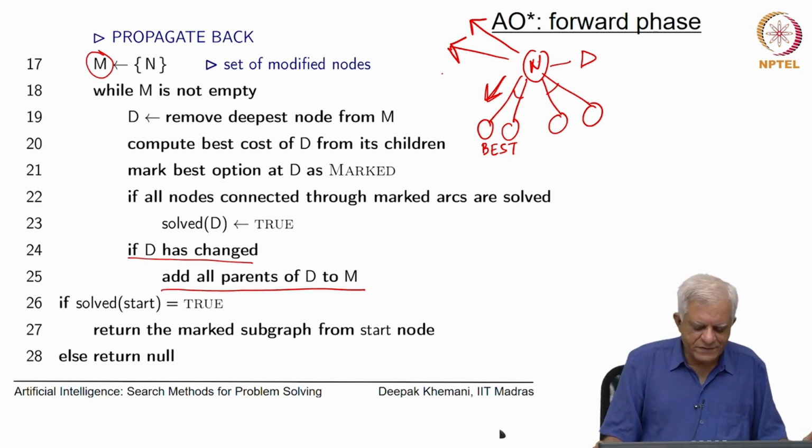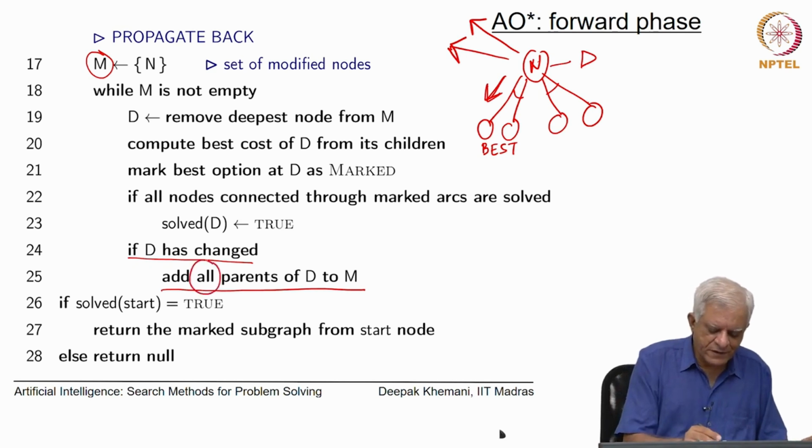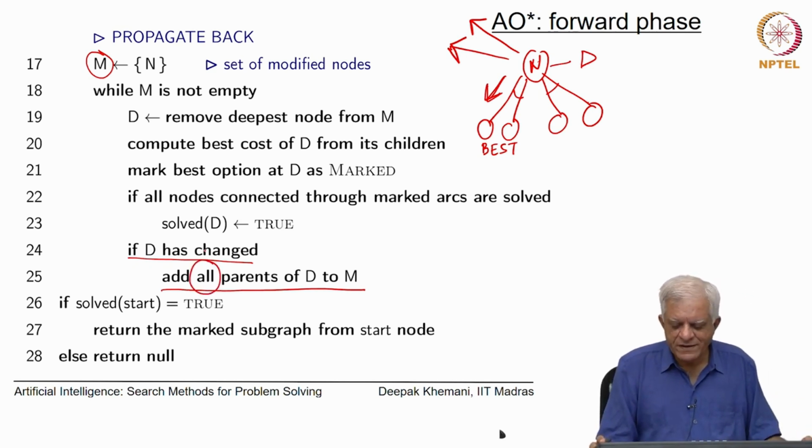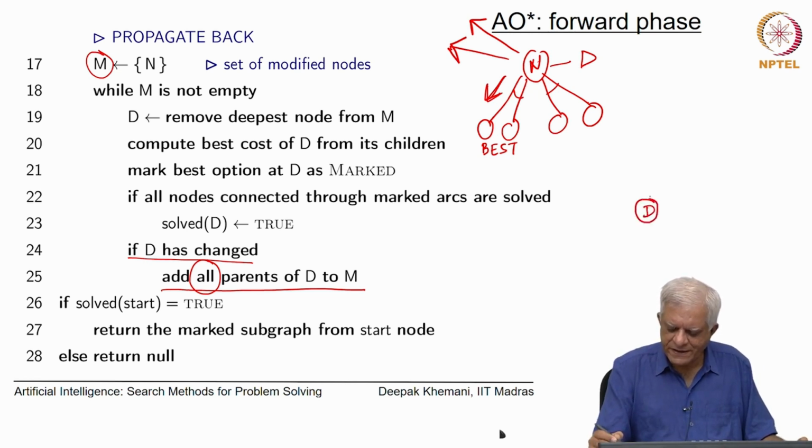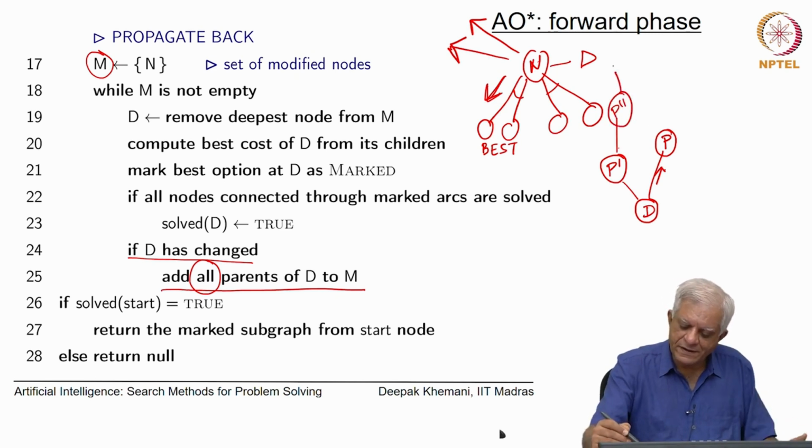There is an argument which you should think about, which says as to why you should propagate it to all parents, and the idea is basically like this. If, for example, this was the D which has changed and D was generated as a child of, let us call it P, and of course, we need to propagate the change to P, but supposing there was another P prime which was also a parent of P, and P double prime which was a parent of P prime, and let us say P triple prime which is a parent of P double prime.